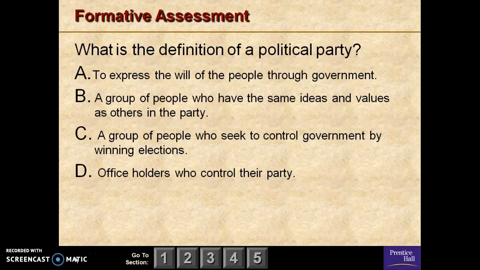Okay, ready? And respond. Hold up your cards. It's a little different today because I'm not here, so let's look around and see where we're at. We're going to pause the lecture at this point for just a second. Make sure everybody has the right letter. If you do not, make sure you're communicating with each other, and let's discuss this and make sure we get everybody on the same page. The correct answer is C, a group of people who seek to control government by winning elections.